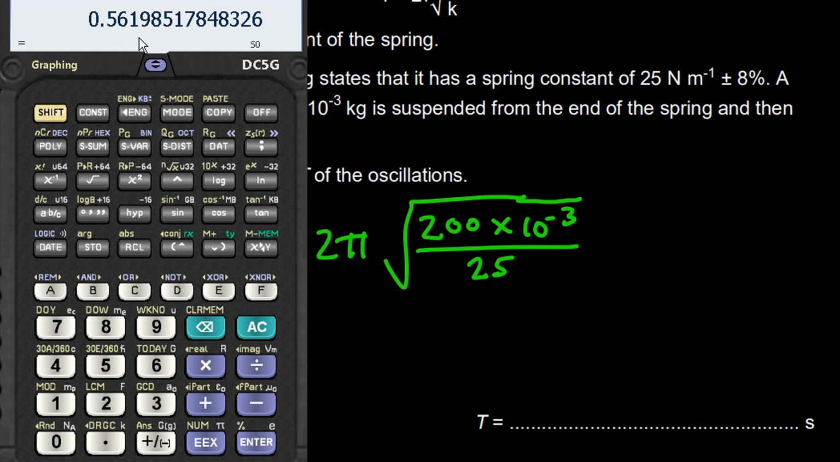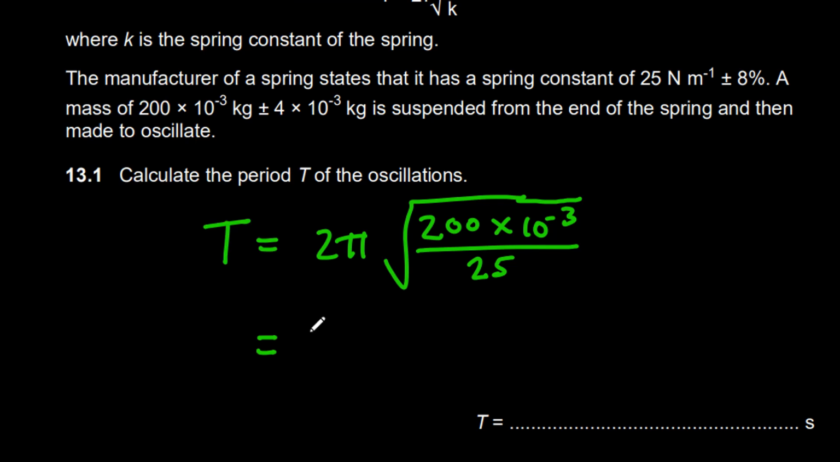And we get this answer, so 0.56. Now, just note that we give the answer with two significant figures because the maximum number of significant figures in this calculation was 2. It's a 25 here, which is two significant figures.